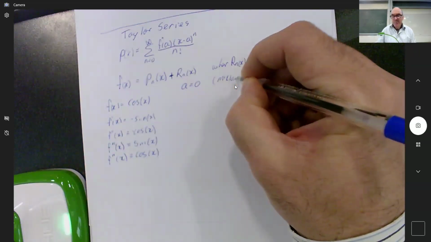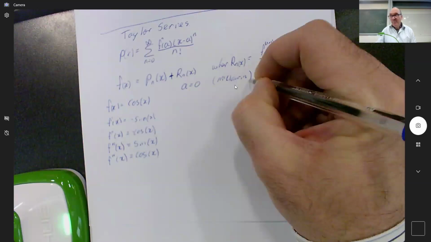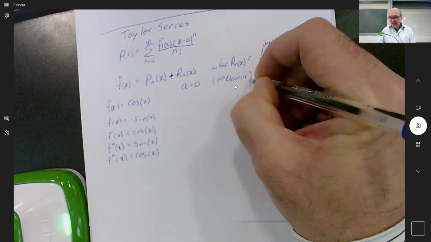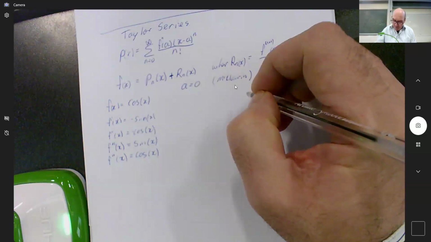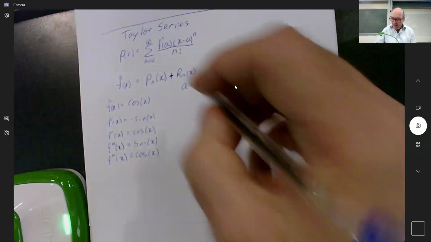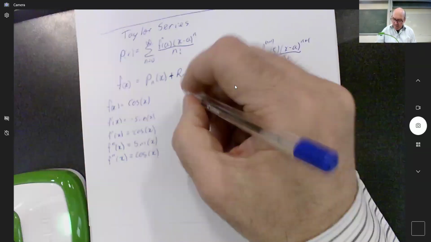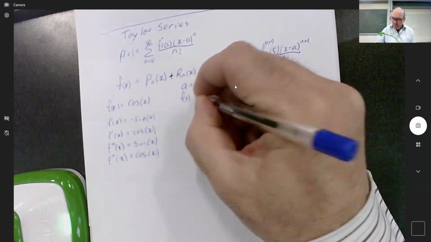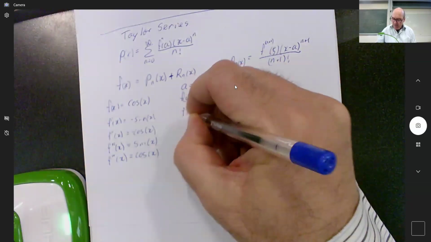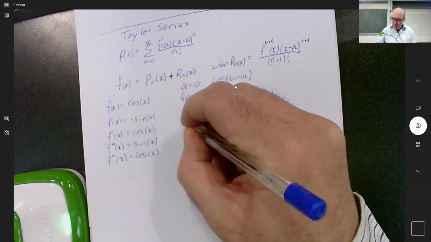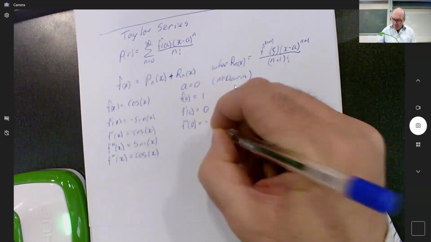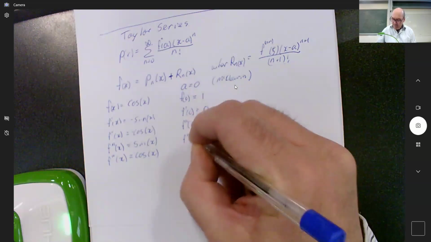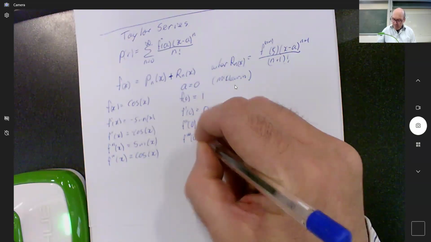Can't remember how you're supposed to spell Maclaurin. Anyway, the special case when a is equal to 0 is often known as a Maclaurin polynomial. F of 0 is equal to 1. F dashed of 0 is equal to 0. F double dashed of 0 is equal to minus 1. F triple dashed of 0 is equal to 0.